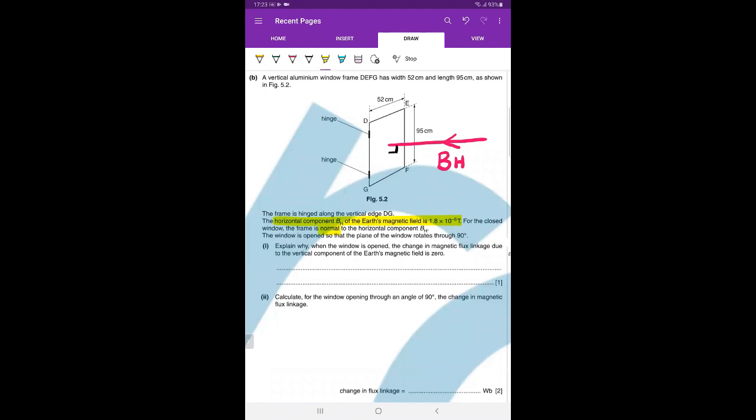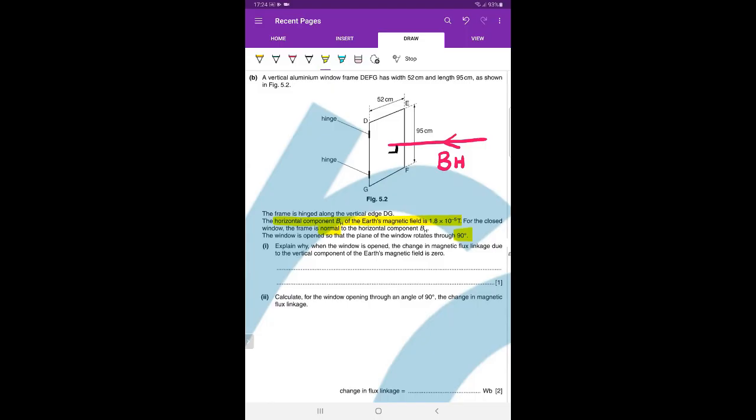to the horizontal component BH. So I have drawn it in such a way that apparently you can see that the window is opened. The window is opened so that the plane of the window is now rotated through an angle of 90 degrees. Remember this 90.